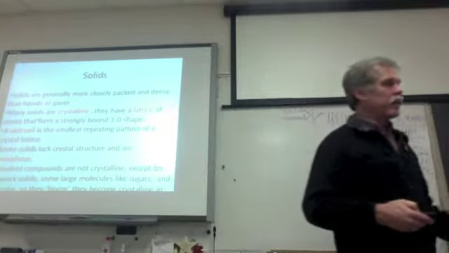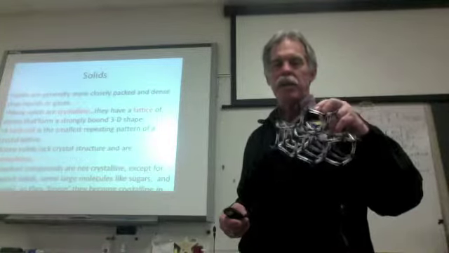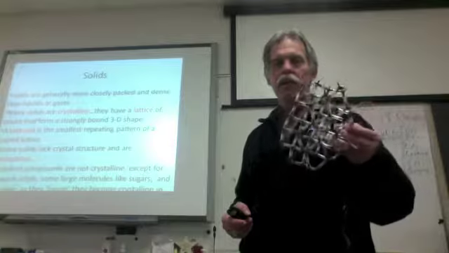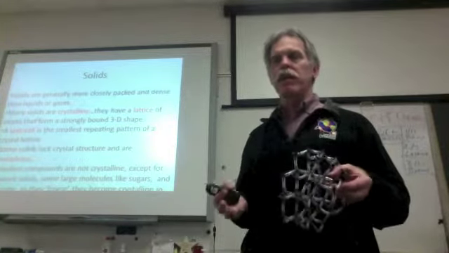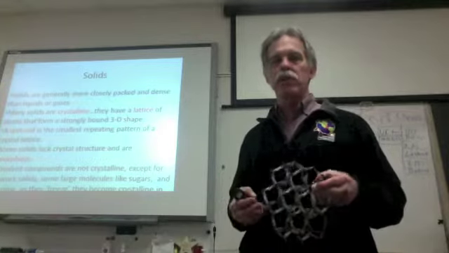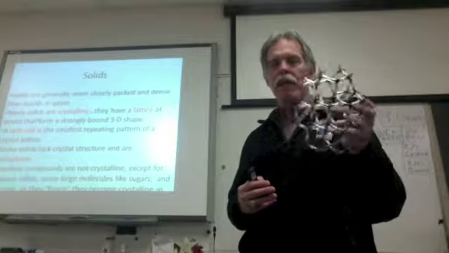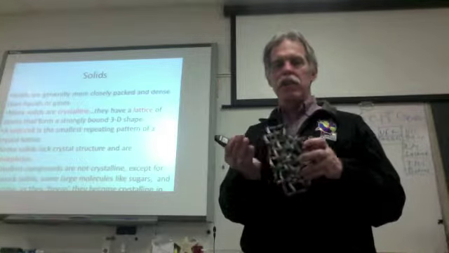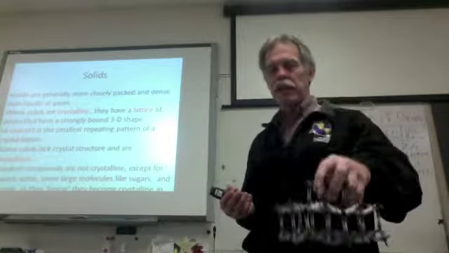A crystalline network solid, so some covalent compounds have this network type crystal, but it's not the norm. When molecular compounds freeze, sometimes they have crystalline structure. This is a model of a diamond. Diamond would be a carbon compound that has a three-dimensional network structure. It's called a network solid.